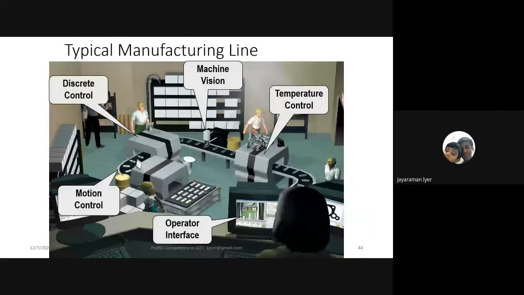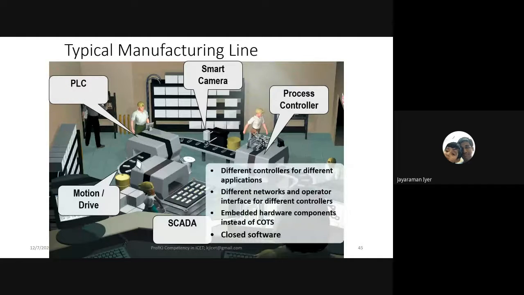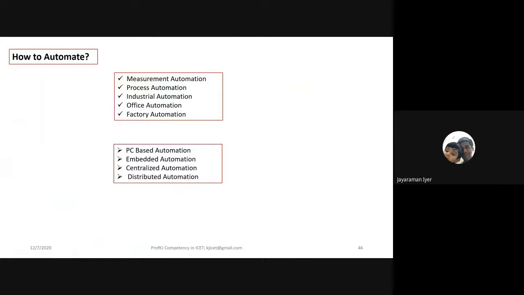Okay, this is one of the match manufacturing lines I thought of, and these are all the various different controllers which are there. All these things have to be coordinated. How to automate? Actually, PC-based automation is one, embedded automation is one, centralized automation is one, distributed automation is another.